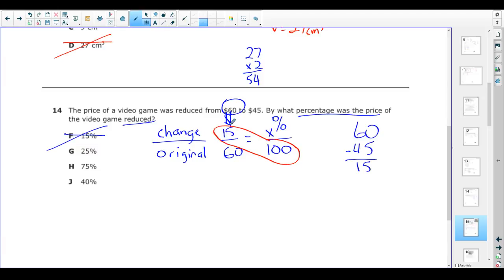Then we multiply, so 15 times 100 is 1500 divided by 60. We can cross off one of these zeros. 6 goes into 15 twice. And 6 goes into 30 5 times. So the price was actually reduced by 25%. So don't get trapped by this. You'll always be able to subtract the two numbers and that answer will always be there. Please don't pick it, because it more than likely will not be right.